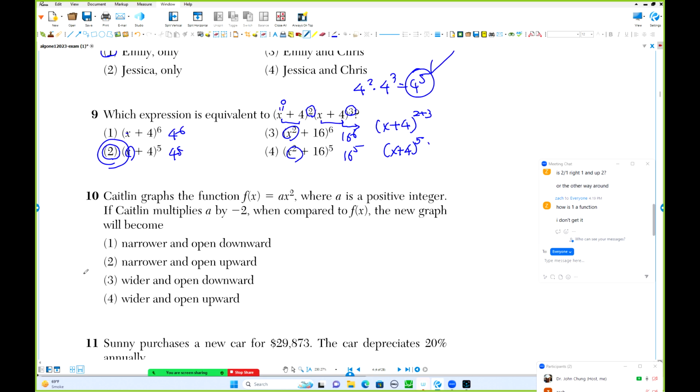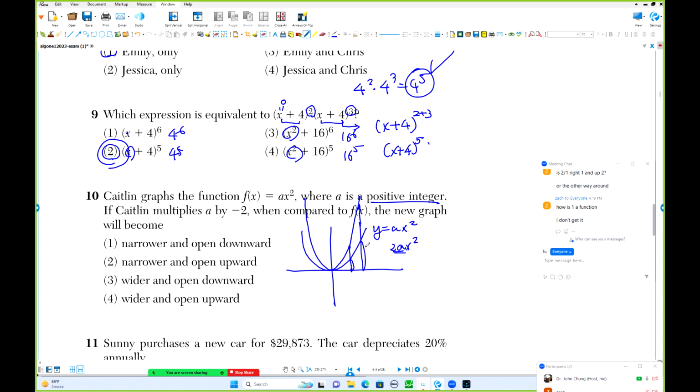Alright, number 10, we have ax squared. A is a positive integer, maybe looks like this one. The graph opens upward. Okay, Caitlin multiplies by negative 2. Negative 2 means what? Times 2 over here. First we'll try this one, 2ax squared. 2 is what? Vertical stretch. 2 times over here. This is 1, 2 times. This is 1, 2 times. The graph looks like this one, right?